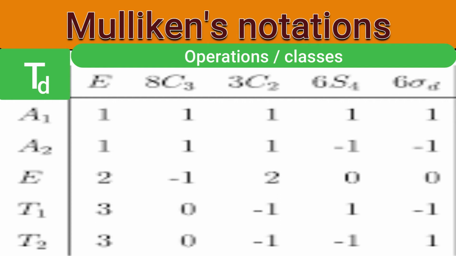Let us go to the next operation. That's the C3. It can't distinguish. C2. It can't distinguish. S4. Yes. The fourth representation is symmetric about S4 and the fifth one is not. Therefore I can distinguish those T. The fourth one is T1 and the fifth one is T2.